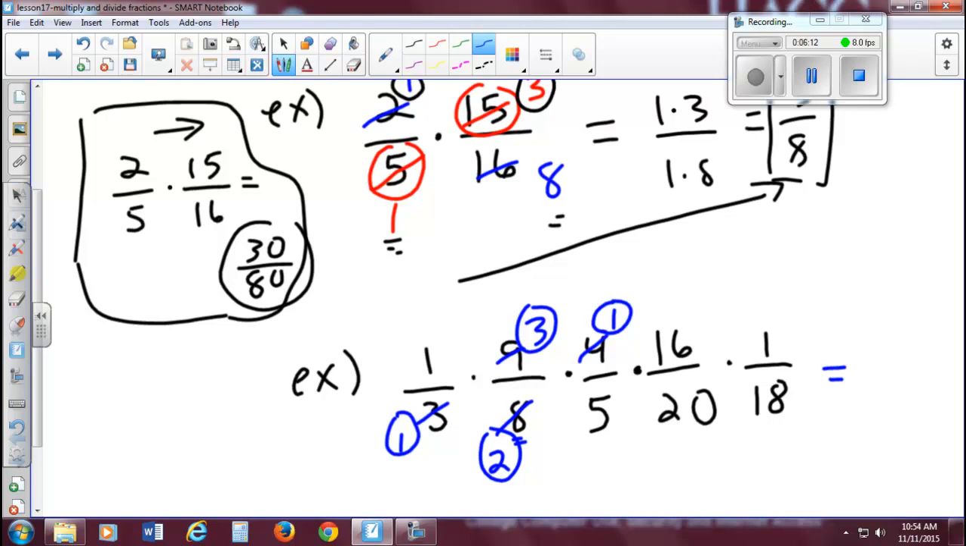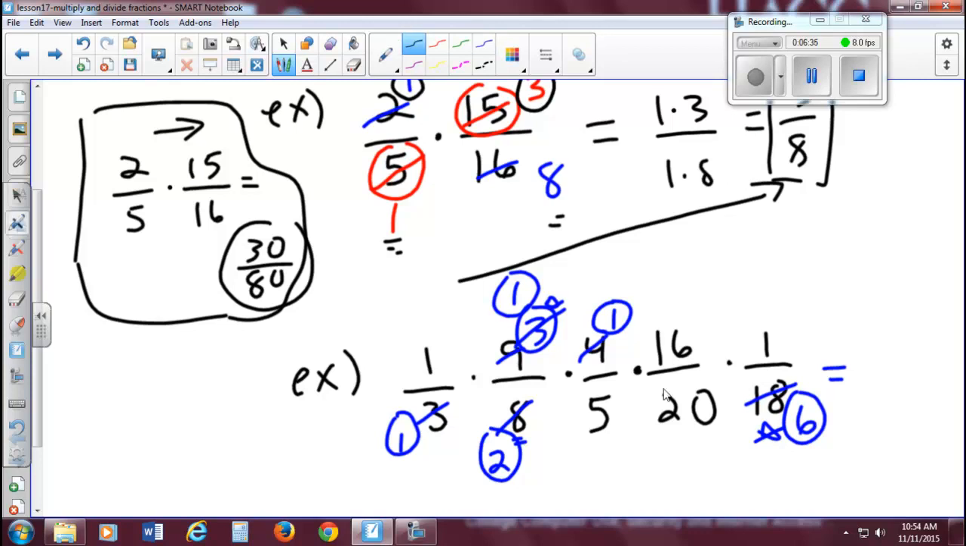You cannot cancel laterally. I can't use the 5 on the 20. I cannot do that. But I'm going to continue. You can jump cancel, like I can use this 3 on this 18. So 3 goes into itself once, and 3 goes into 18 6 times. See that? So you want to try and create ones, the best you can.